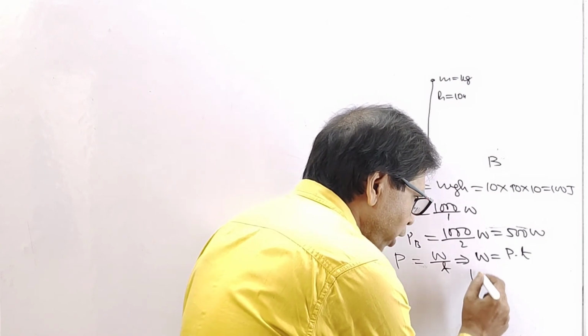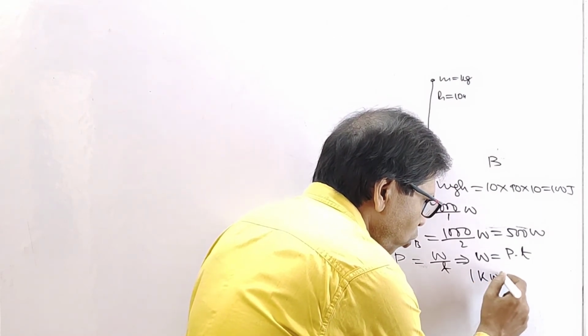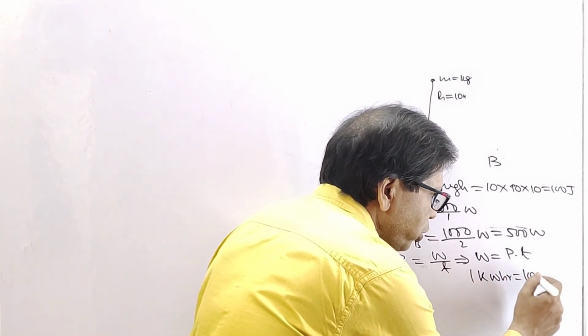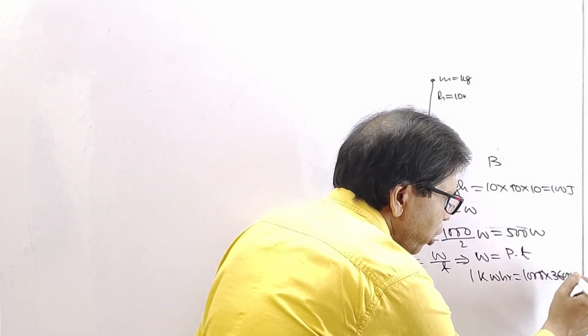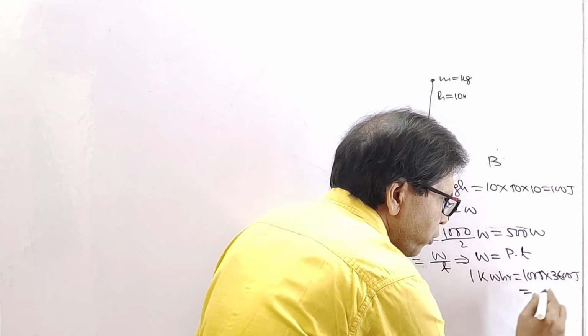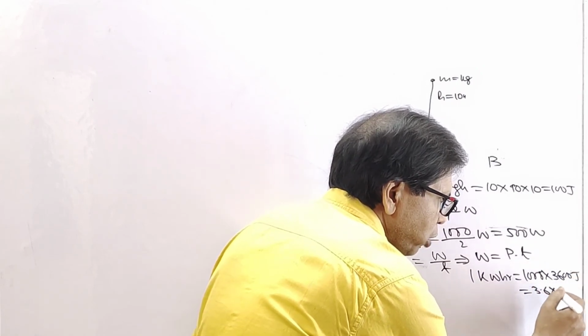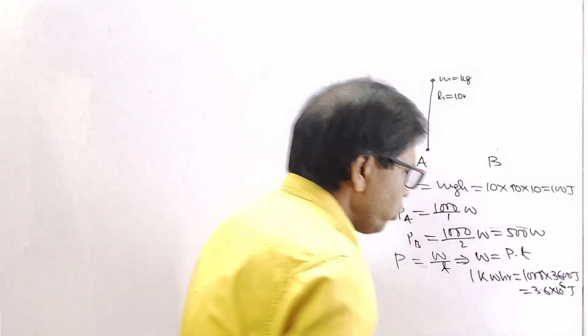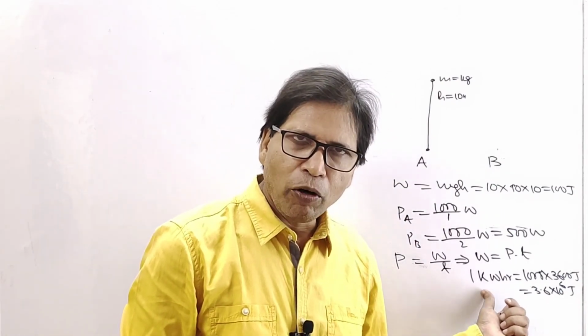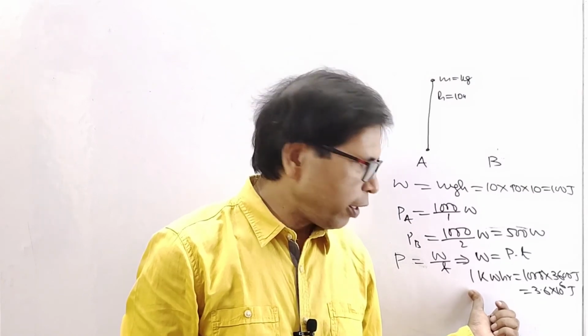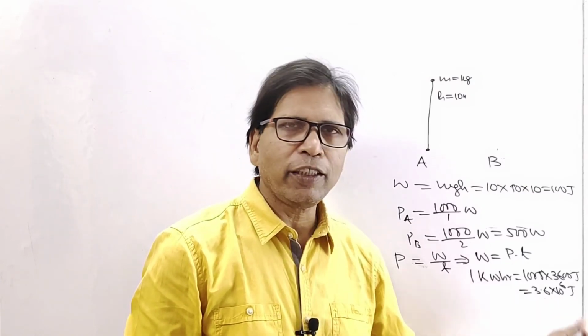Now 1 kilowatt hour means 1000 watt into 3600 second. Okay, so this is in joule. Therefore this is 3.6 into 10 to the power 6 joule. Therefore the commercial unit of energy is the kilowatt hour, and 1 kilowatt hour is equal to 3.6 into 10 to the power 6 joule.